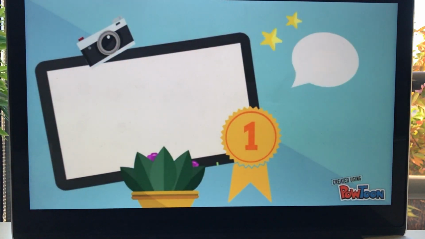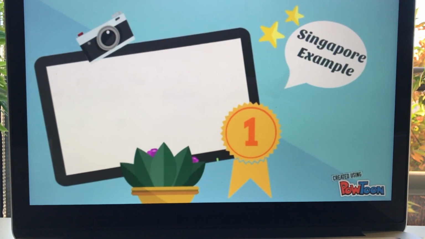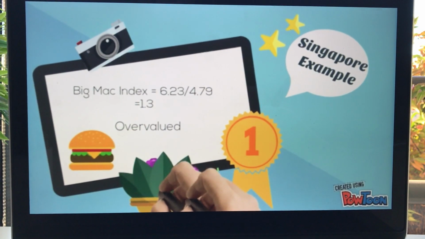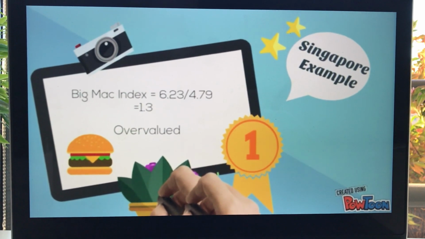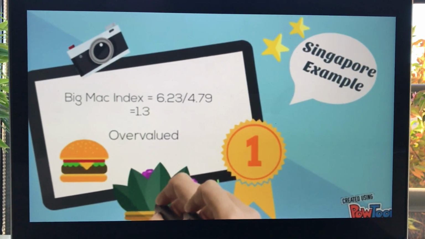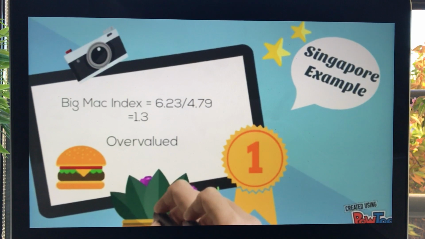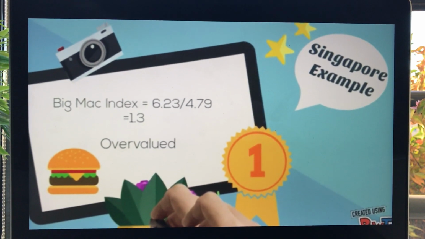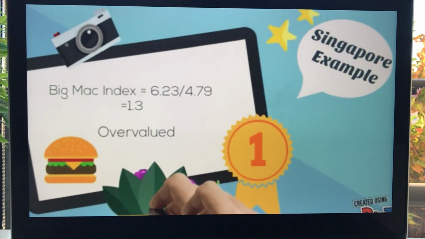To calculate the Big Mac Index for Singapore, we take the price of the Big Mac in Singapore, which is 6.23, and we divide it by the price of a Big Mac in America, which is 4.79. The answer we get is 1.3, which, as we said previously, is overvalued as the exchange rate was higher than this.